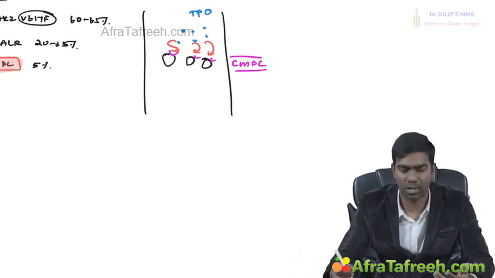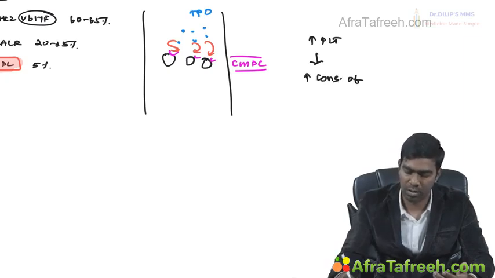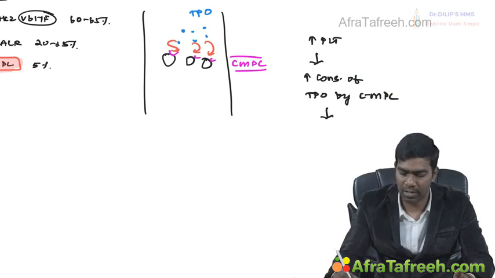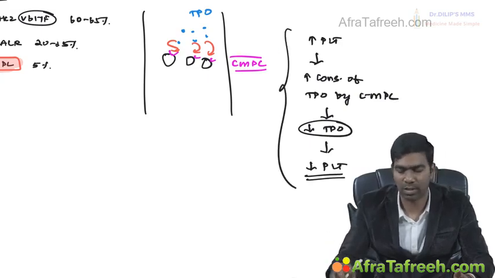So let us assume a normal state. In normal physiology, what happens? Let us assume there is increased platelets. The moment you have increased platelets, there will be increased consumption of TPO, thrombopoietin, by these MPL receptors. This will result in reduced circulating thrombopoietin levels. This will result in reduced platelets in return. This is a negative feedback. This is a normal thing.